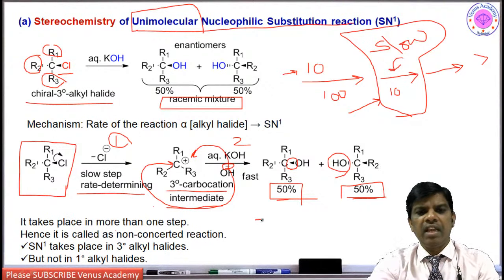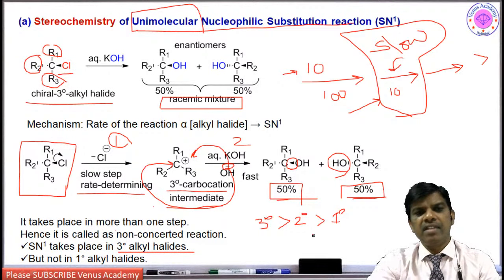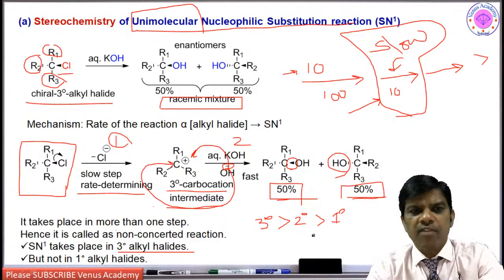Usually tertiary alkyl halides. It usually takes place in tertiary alkyl halides, and to some extent secondary, and in primary you will usually find SN2 type reactions. So this is SN1 type. It takes place in tertiary alkyl halides, but not in primary alkyl halides. Yes, students, are you clear? So this is all about SN1 type reactions.